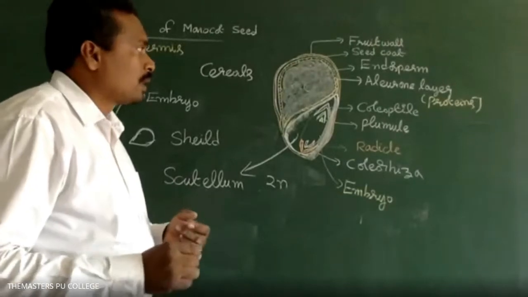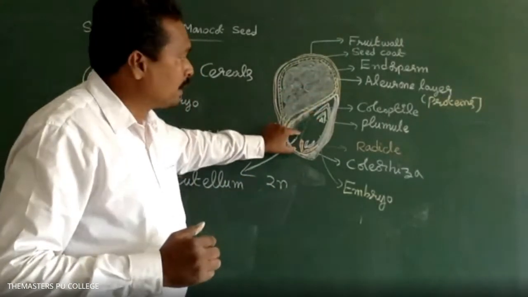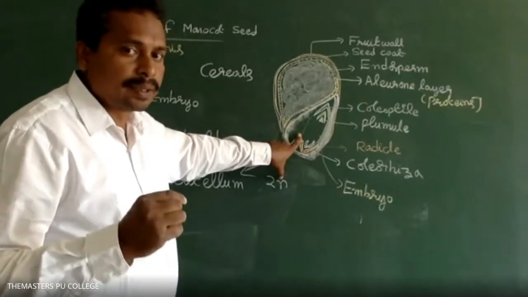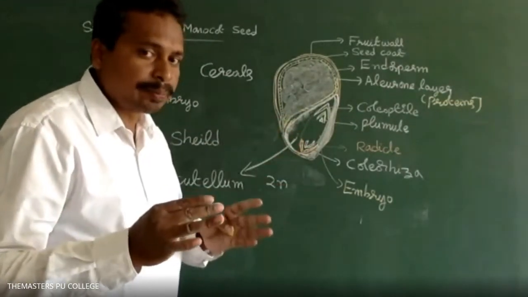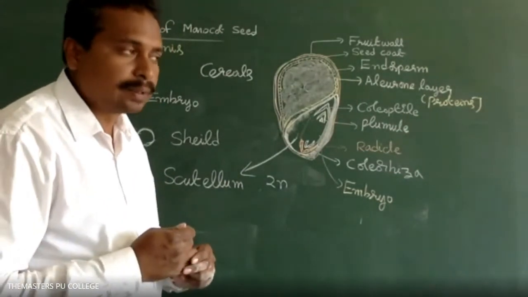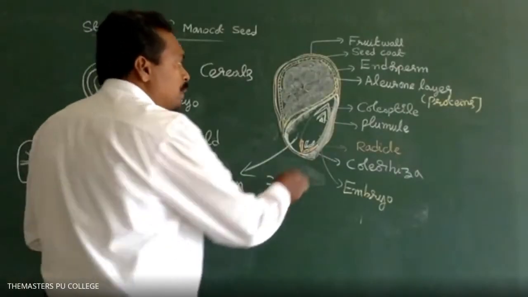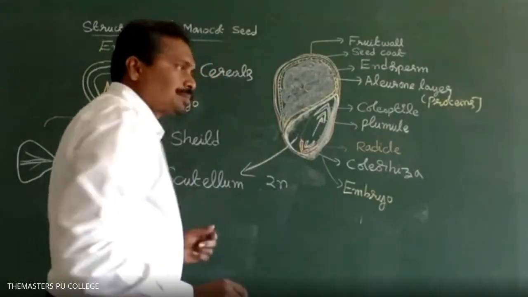So what is here? The embryo. Where is the embryo present? The embryo is present inside the seed. What are the parts of the embryo? Yesterday you learned about the parts of the embryo. Sir, plumule, radicle, and embryonal axis.